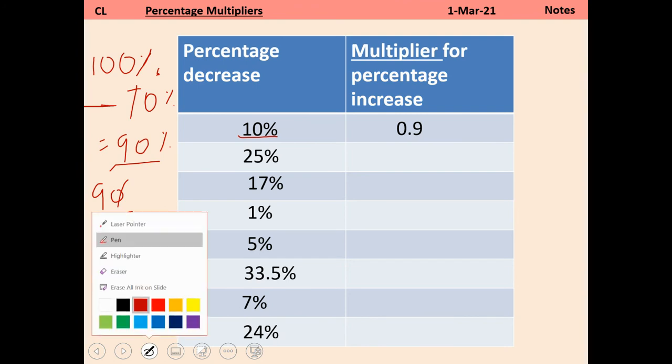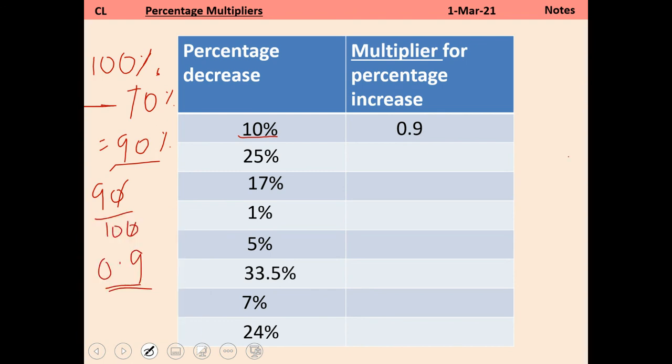All right? So please copy down the example that I've done for the first one and have a go at working out the percentage decrease for the following percentages, okay? All right, so 25%, what do you do? The next one would be 100% minus 25%, that's 75%. 75 divided by 100 is 0.75. 100% minus 17% is 83%. 83 divided by 100, 0.83.